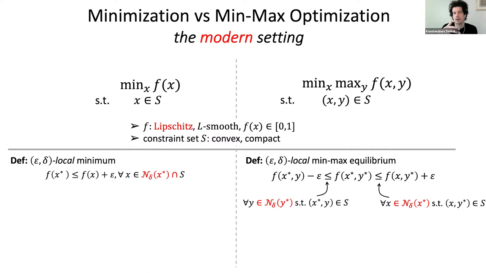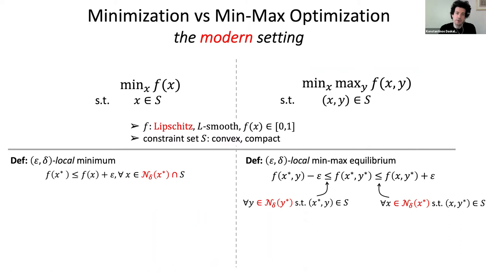There are local min-max concepts you can define targeting a sequential view of this game. But for this talk, I'm going to focus on the simultaneous move game. This is why this definition here is symmetric for X and Y. There's no real difference between X and Y in terms of how the solution concept looks. There are solution concepts that target the sequential version of the problem, which I'm not going to get into. So these are the local solutions that we're targeting.